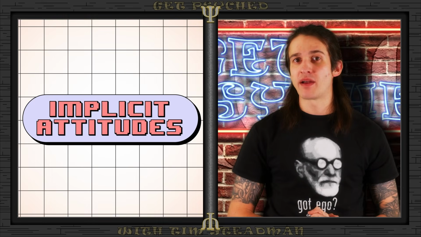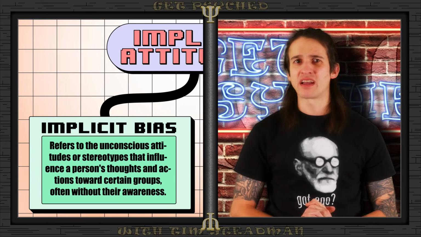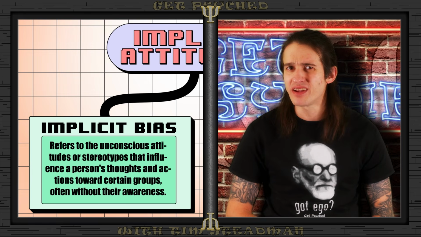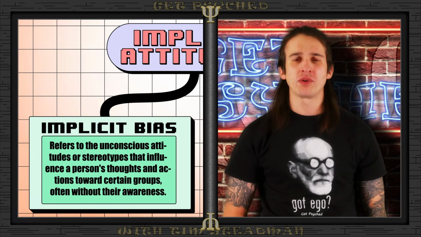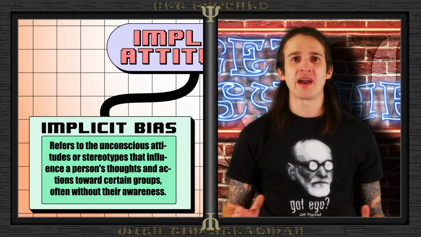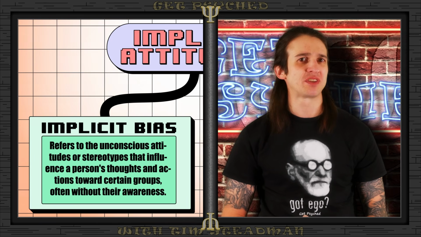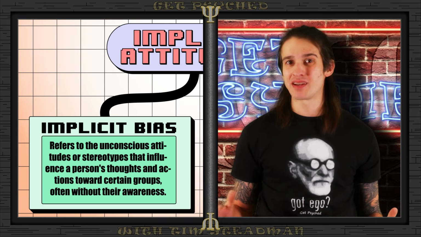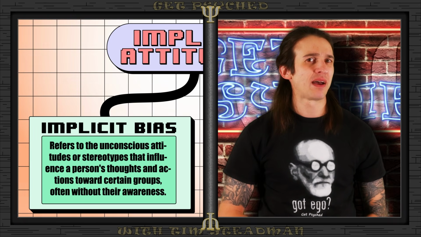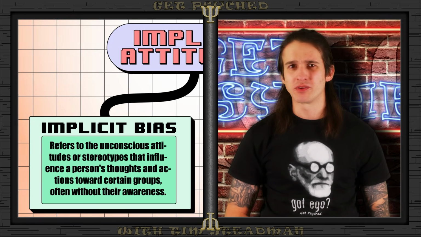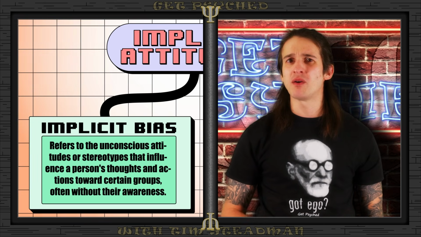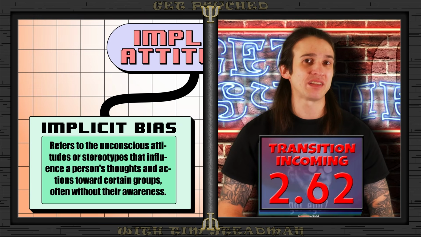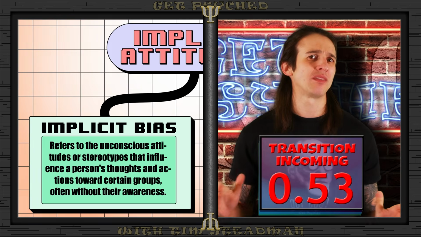So first, let's talk about implicit bias, those unconscious attitudes or stereotypes that affect how we think and behave without us even realizing it. For example, you might assume someone is more qualified for a job because they went to a prestigious school, even though their actual experience might not match up. Now, the tricky thing about implicit biases is that they do operate under the radar. You might not even be aware you're doing it, and yet it can have a huge impact on the decisions we make and how we treat others.